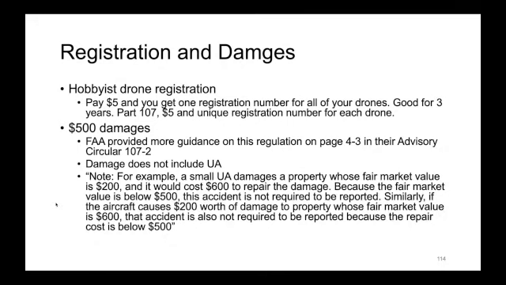Registration and damages. We talked a little bit about damages earlier, but here it was in an advisory circular from the FAA, 107.2. I want to give you that reference for more guidance when it comes to damages. But also, for drone registration, you've got to pay that $5 and get that registration number for all your drones. It's good for 3 years. After 3 years, you do have to renew it, and it's $5, and you get a unique registration number for every drone. FAA Drone Zone is where you go to register your aircraft.